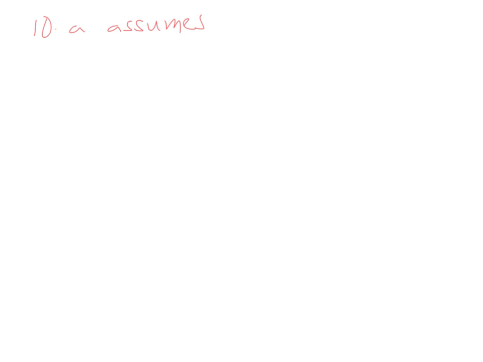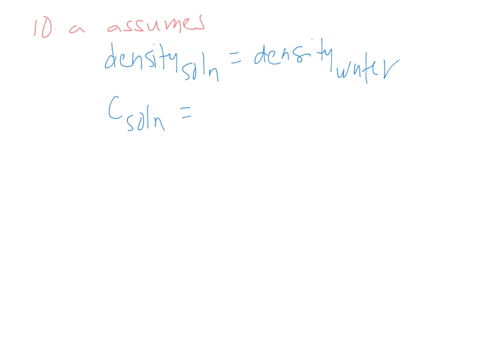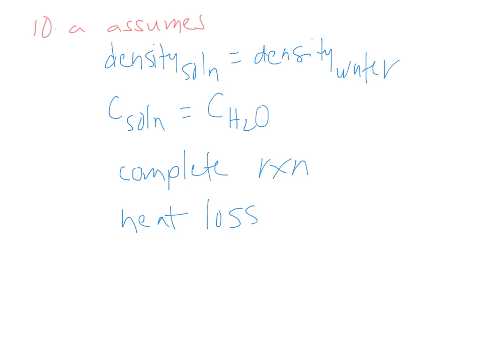Number 10 is talking about a calorimeter experiment where you're finding the heat of a reaction, like in a coffee cup, similar to what we did in class. And they want to know what assumptions you're making. You're assuming the density of the solution is equal to the density of your water, because that's how you determine the mass from volume. You're also assuming the C value of your solution is equal to the C value of your water. It's assuming you have a complete reaction going on in there, that your limiting reactant completely reacts, and that you have no heat loss to the cup or any of the surroundings.